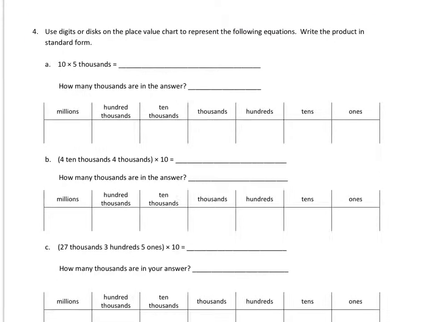Problem 4, students are going to now not exchange, but what they're going to do is show a multiplication problem. So what they would do first is start by drawing the disc for the value. So here, I'm going to actually go to problem B because I think it's a little more challenging, and then problem A should be easier. So the first one is 4 10,000s and 4,000. So I'm going to draw the disc in each of those places. And then I have 4 in the thousands place.